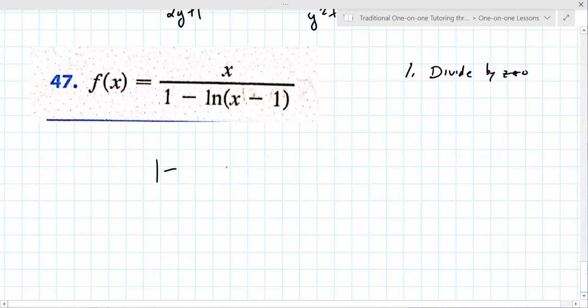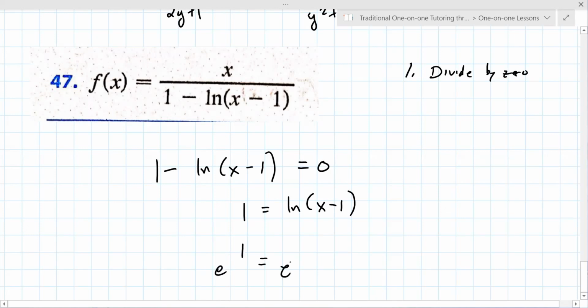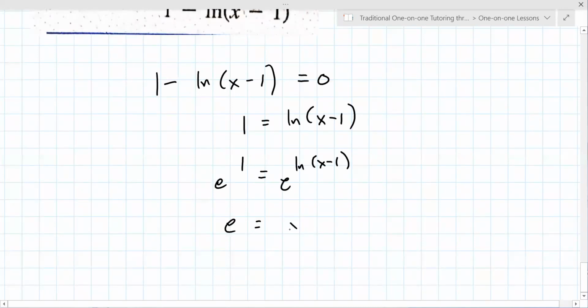So we need to figure out where is 1 minus natural log of x minus 1 equal to 0. This occurs when 1 equals the natural log of x minus 1. So in effect, we're trying to figure out where this equals 1. To undo ln, you use e to the 1 equals e to the natural log x minus 1. So e equals x minus 1, e undoes ln, x equals e plus 1. So this is the only place where you have problems. So your domain is everything but this, but there's more.